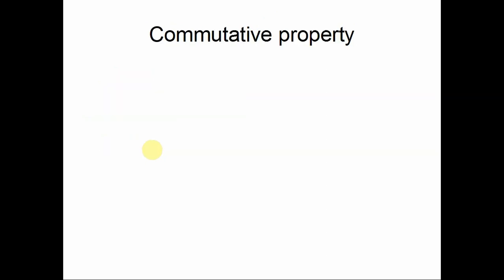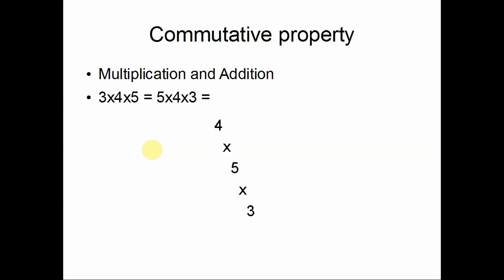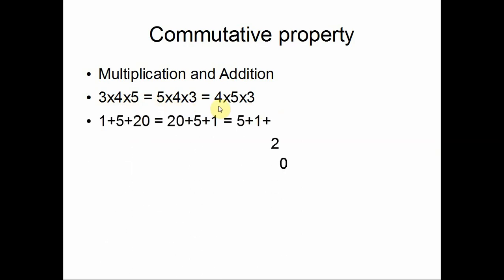Now we talk about the commutative property. The commutative property basically states that multiplication and addition, this is valid for both of these cases. It states that no matter what order you multiply a number of terms, the order doesn't matter. The results remain the same. The same goes for addition as well. So if you have three numbers, you add them in different orders, it doesn't matter.